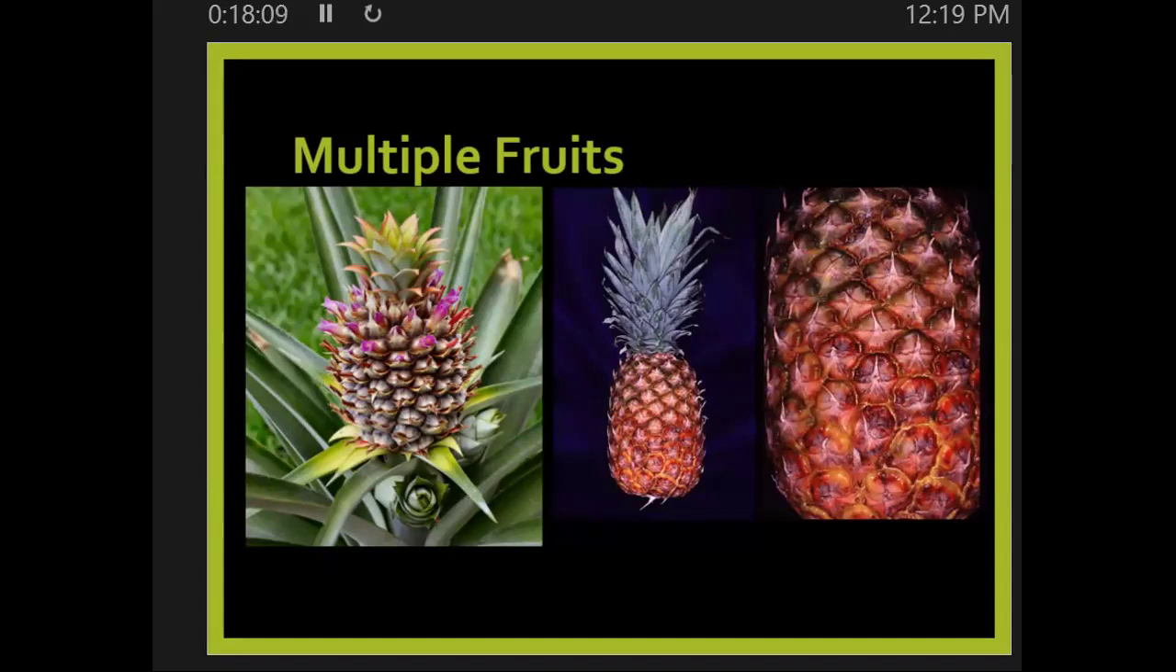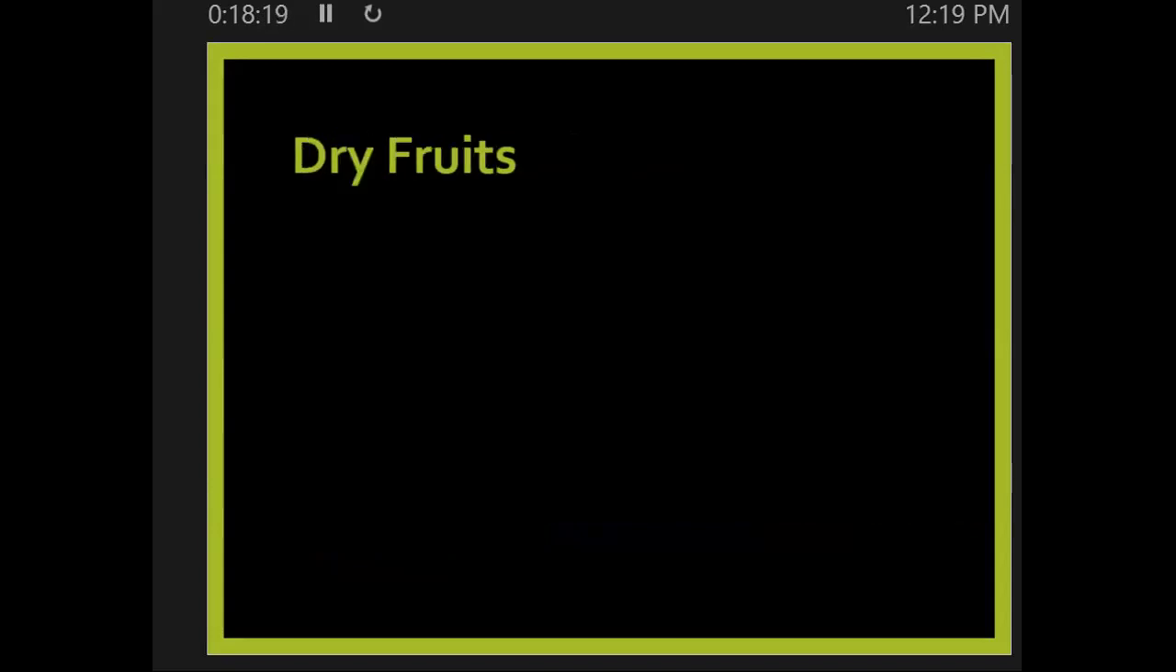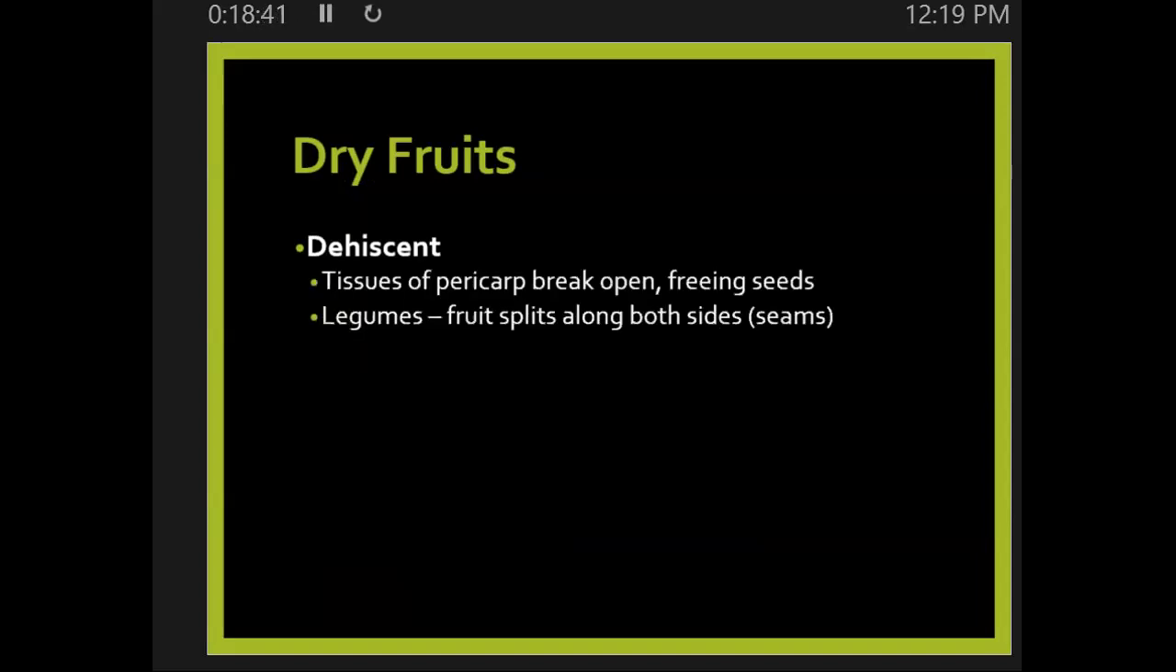All right, so there's a lot of fruits that you've grown up with that are easy to think about as the traditional fruit example. Dry fruits take a little bit more thought. Most people don't even realize they're fruits. So dry fruits, when you look at them, you can sub-categorize them. We have dehiscent as one subcategory. So this is getting at how they break open. If they're dehiscent, they will break open, freeing the seed.